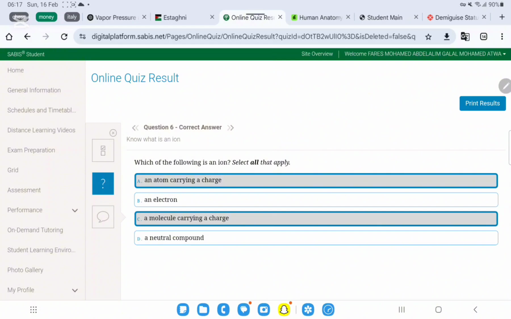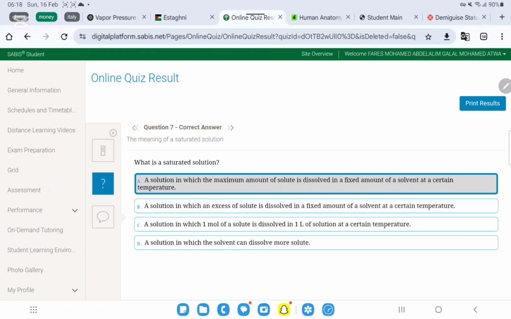Which of the following is an ion? Now an ion is any particle carrying a charge. So an atom carrying a charge, yeah. An electron node, that's part of an atom. A molecule carrying a charge, yeah. A neutral compound, no, we want it to be a charged compound. No.